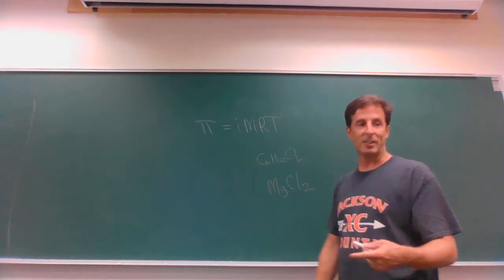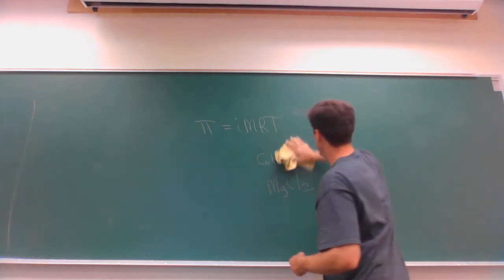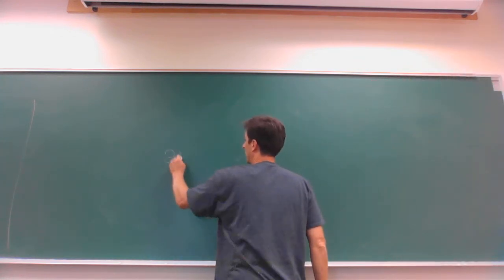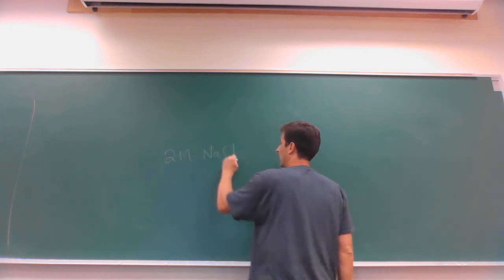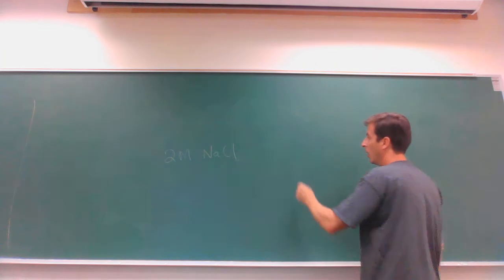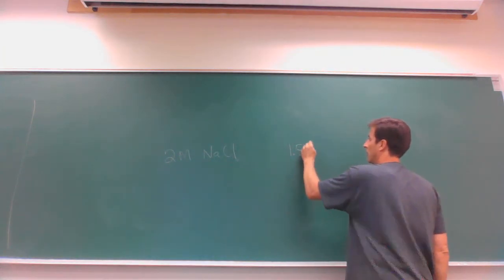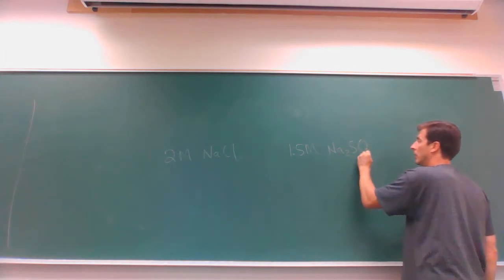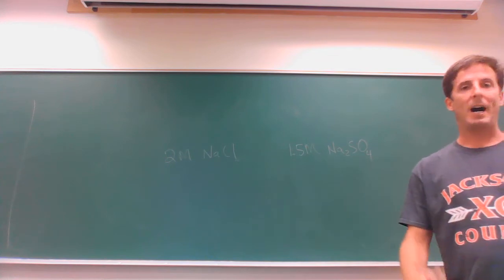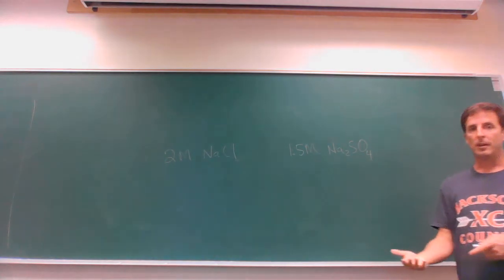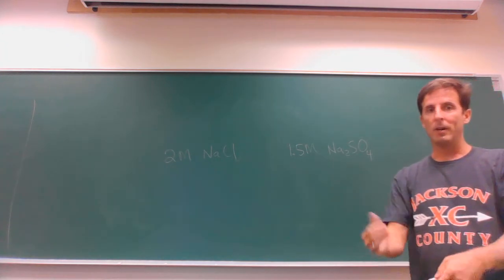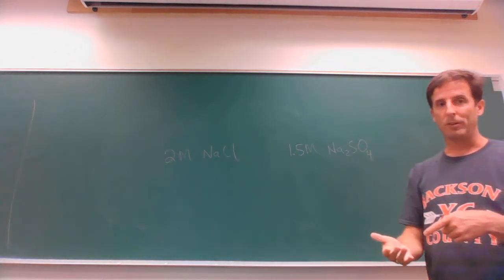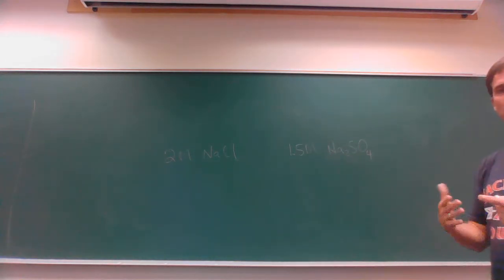The next slide is a comparison. If I'm comparing 2 molar NaCl to 1.5 molar Na2SO4, which one would have a higher boiling point? Again, as I dissolve something into water, the boiling point of the water goes up. The amount is based on the concentration of the particles. So it doesn't matter what they are, we just have to figure out how many particles there are.